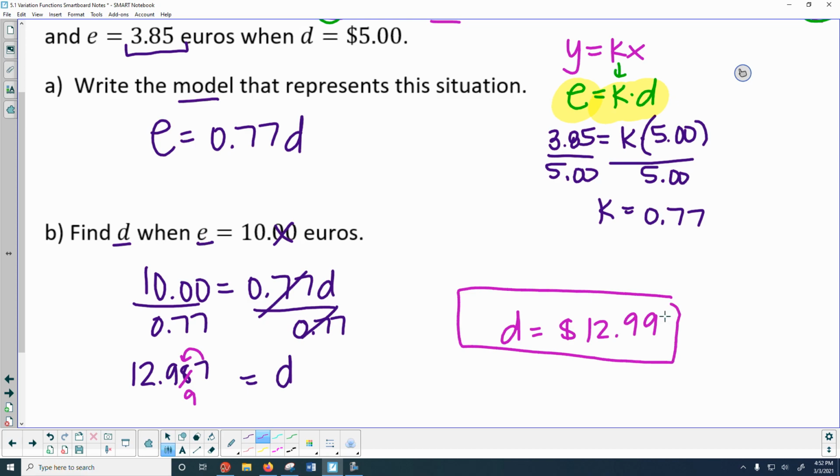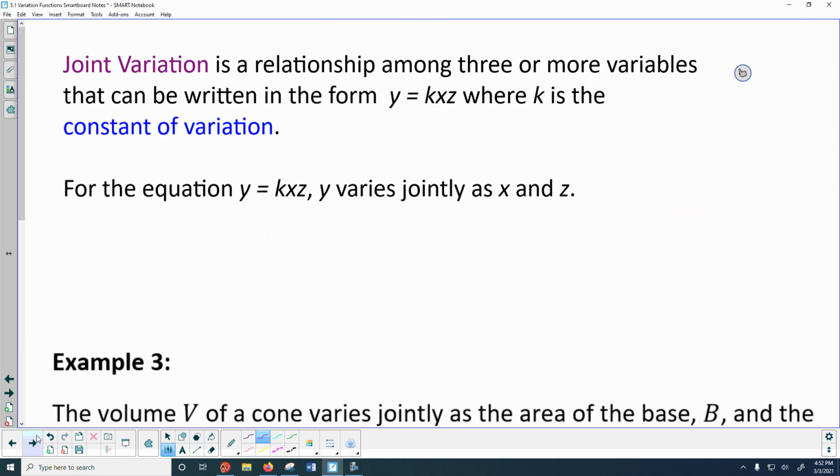Okay, so there's our example of some direct variation. But as you saw, we have lots of types of variation to talk about, so let's move on to the next one, which is called joint variation.